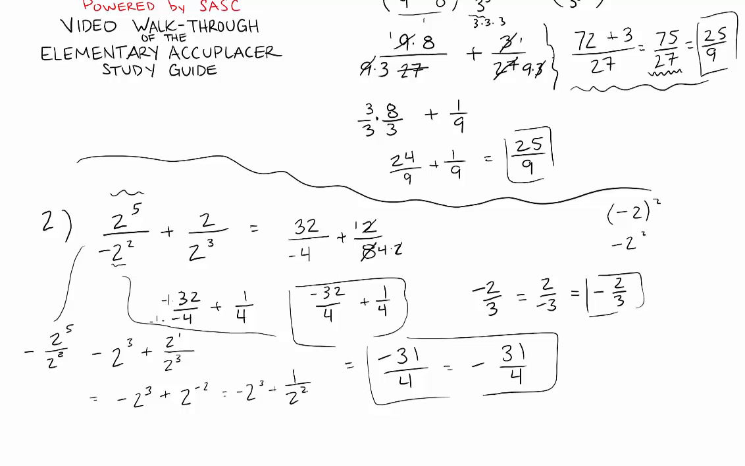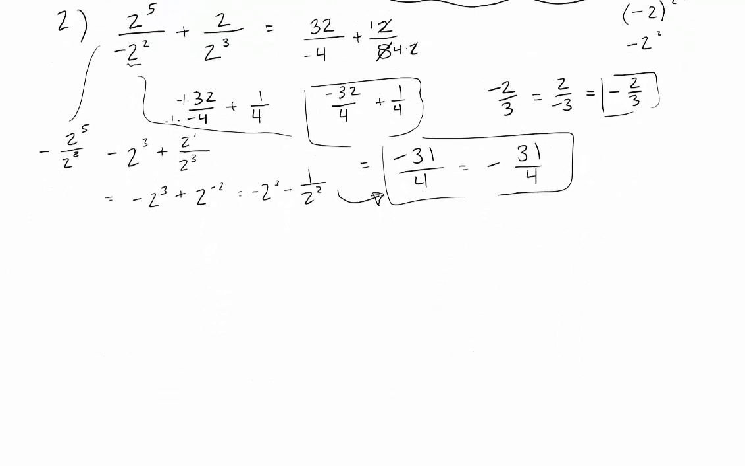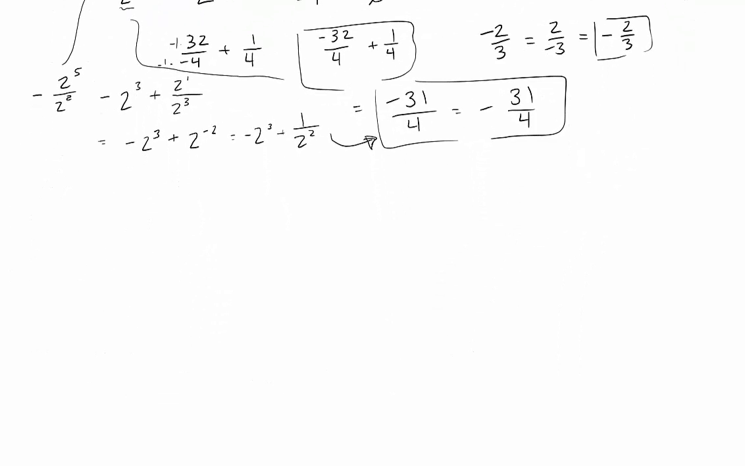Negative 2 cubed is negative 8. Find a common denominator, and if you do it that way, you should still end up with negative 31 over 4. All right, moving on to number 3. I just wanted to show you that there are multiple ways to do one problem, and that way is actually a little bit longer, but if you get comfortable with exponents, it's actually a little bit easier.